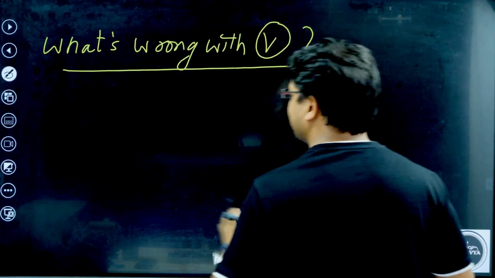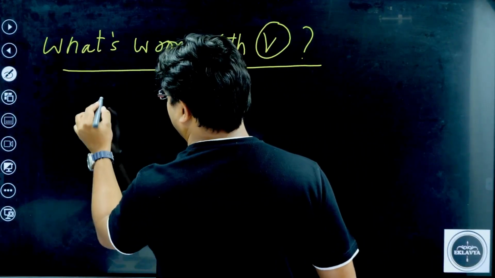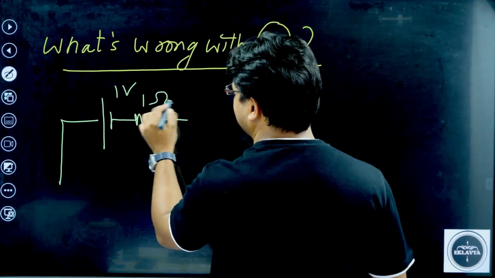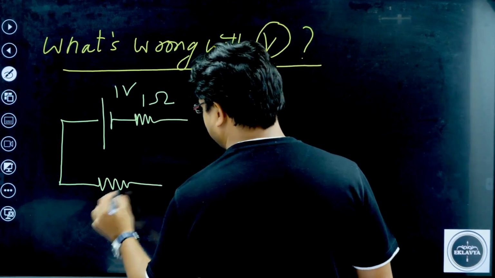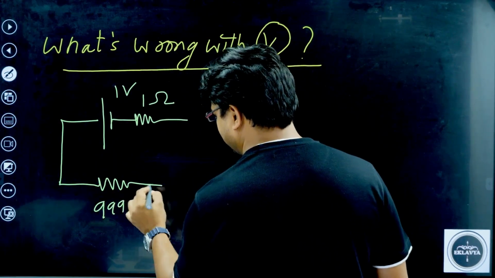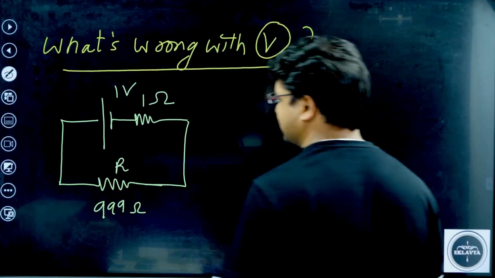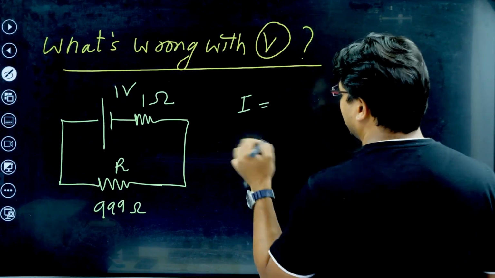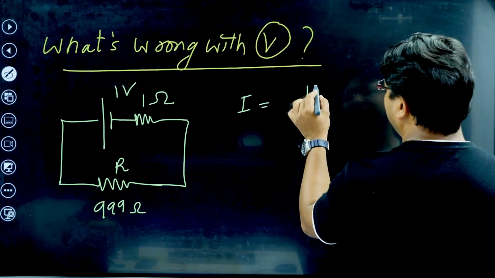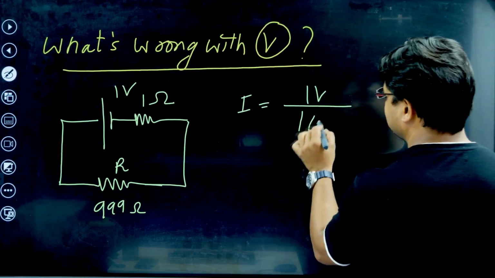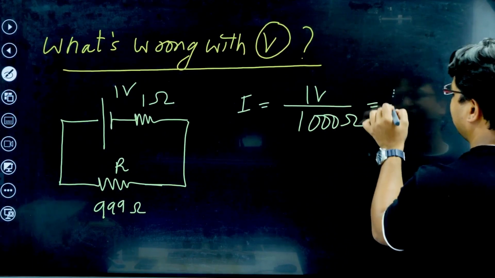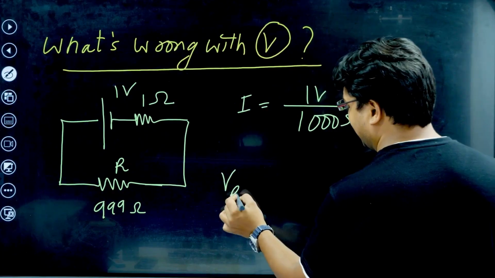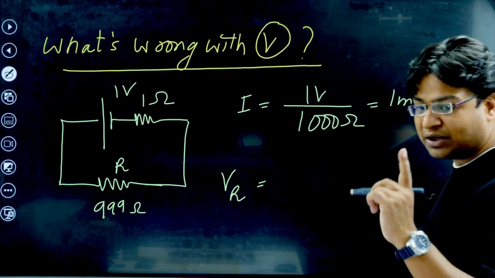So to understand this, let me draw a circuit. This is a very simple circuit in which there is a battery, let's say 1 volt. There is an internal resistance of the battery, let's say 1 ohm. And there is a resistance which is, let's say, 999 ohm. Let's call this resistance R. In this circuit, if I ask you how much current is flowing, you will calculate 1 volt divided by the total resistance, which is 1000 ohm, and you will tell me that 1 milliampere current is flowing in this circuit.